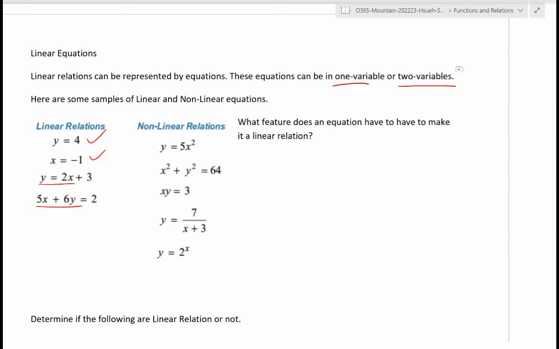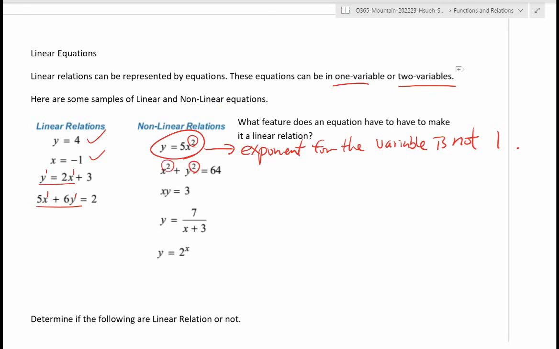So the question is, what feature does an equation have to make it a linear relation? This one is not a linear relation. How come? It has two variables. The problem with this is that the exponent for the variable is not 1. Anytime you have an exponent for the variable that is not 1, it is automatically not linear. You can see the exponent here is 1, 1, 1, and 1. This one is a 2, so it's not. And therefore, you can see why the second one is not a linear relation, because the exponent is a 2 here. So that's why that one is not.